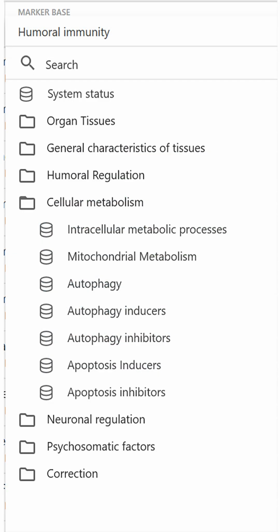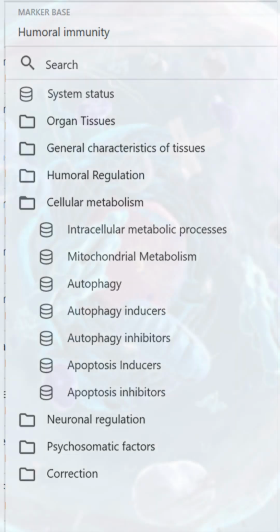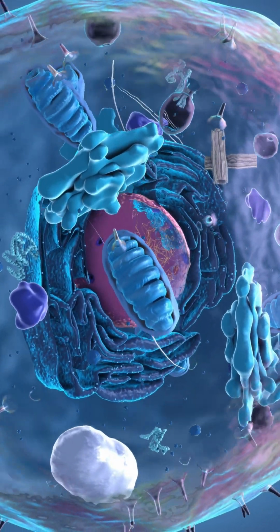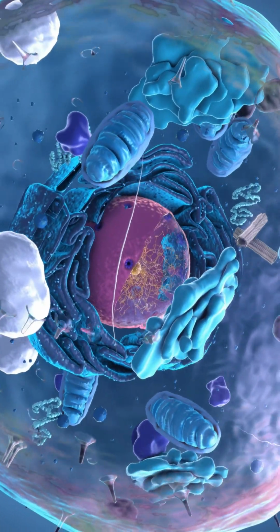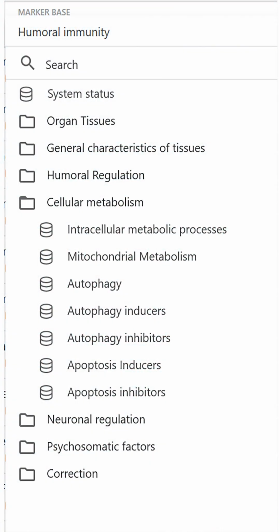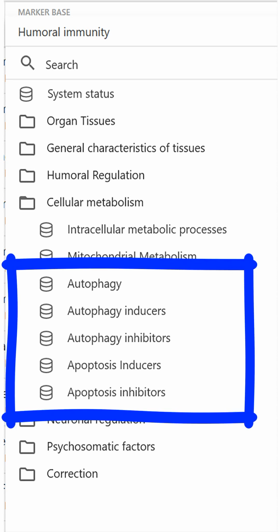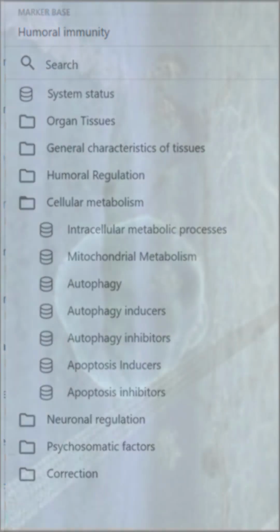Working with the markers of the mitochondrial metabolism database not only allows us to evaluate the activity of mitochondria, but also provides important recommendations for activating their function and, consequently, for normalizing tissue metabolism. The cellular metabolism folder contains databases of markers for two important, one might even say key, processes, maintaining the balance of which in the body is essential. These are autophagy and apoptosis.